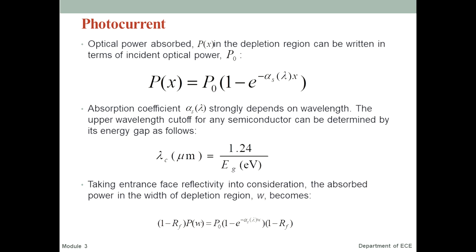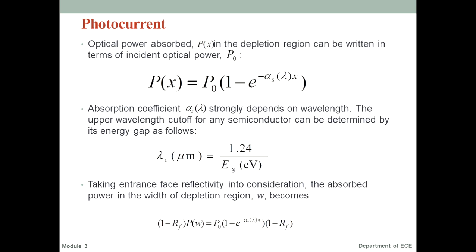We can see three regions: P region, N region, and in between the I region. That is called the intrinsic region or depletion region or absorption region. The optical power absorbed at a distance x in the depletion region can be represented in terms of incident optical power as P of x is equal to P naught into 1 minus e power minus alpha s of lambda of x. Here P naught is the incident optical power, P of x represents the power absorbed at a distance x, alpha s denotes the absorption coefficient and lambda is the wavelength.